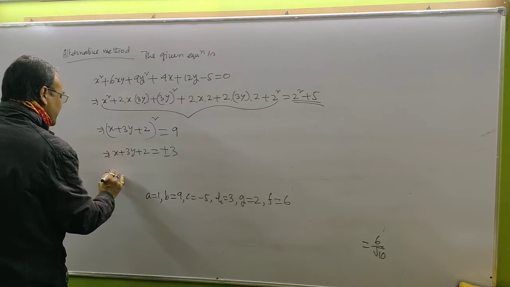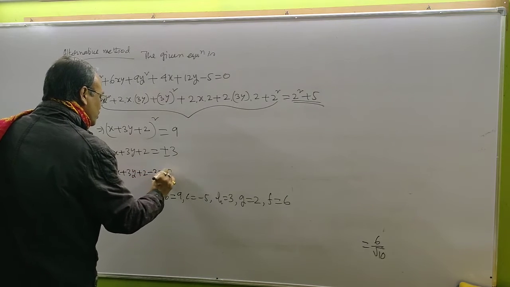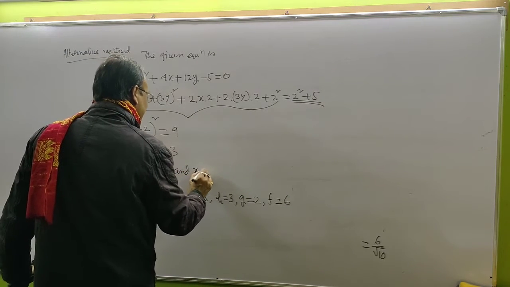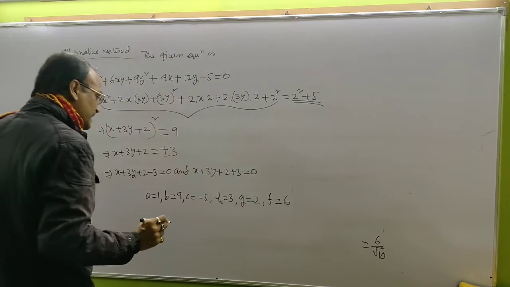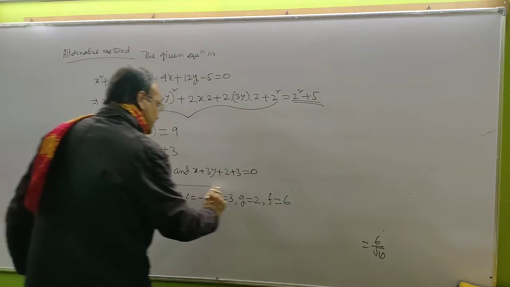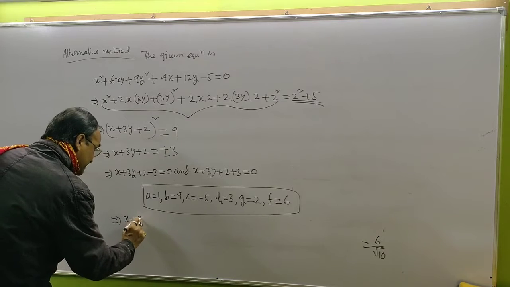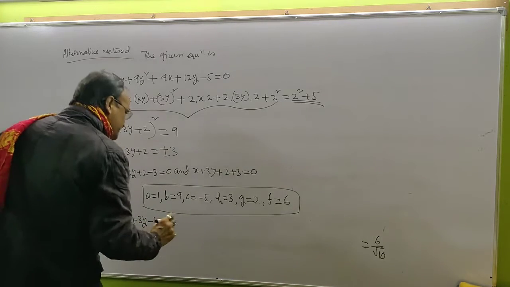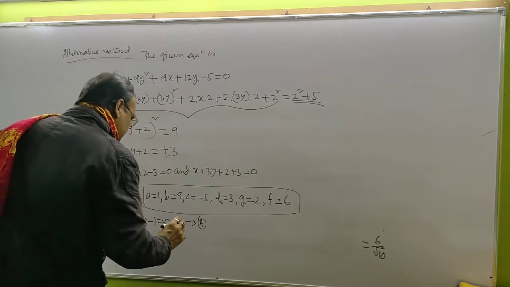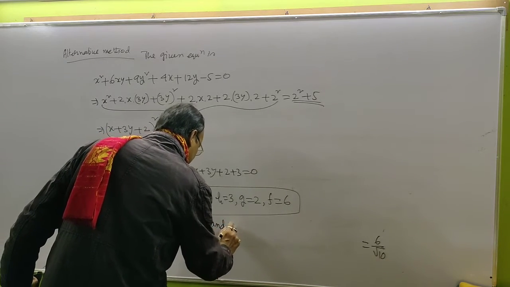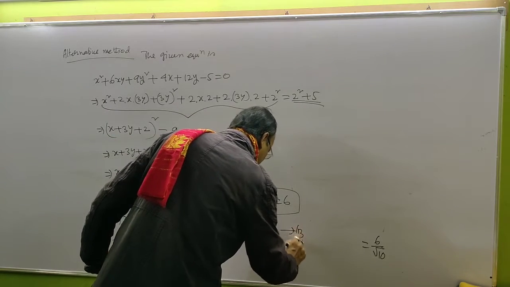This means x plus 3y plus 2 minus 3 equal to 0, and you will get x plus 3y plus 2 plus 3 equal to 0. This means x plus 3y minus 1 equal to 0. Suppose this is A, and x plus 3y plus 5 equal to 0. Suppose this is B.